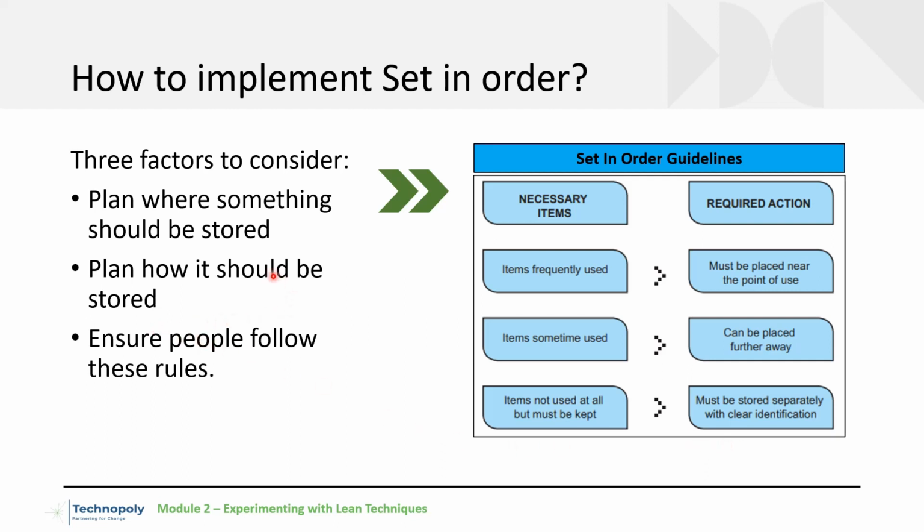Next, plan how it should be stored. For example, organize files and storage using color code to make it easy to identify materials at a glance. Store similar items together. Some items may require special conditions for long-term storage. Some chemicals cannot be stored at high or low temperatures, or metals may rust in damp environments. You may also create shadow boards. Finally, ensure that people follow these rules.